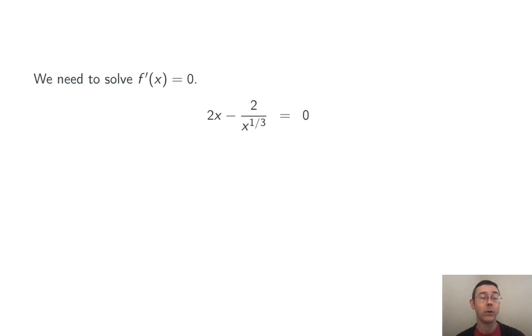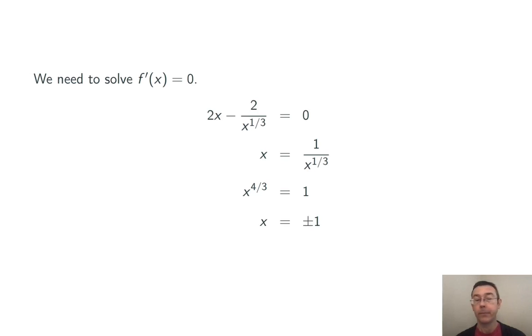So we're going to take that equation that we had, the derivative f prime, and set it equal to 0. First, I'm going to move the 2 over x to the 1/3 to the right-hand side. Multiply both sides by x to the 1/3 to get x to the 4/3 equals 1. Clearing that denominator is okay because we've already dealt with what happens when x equals 0.